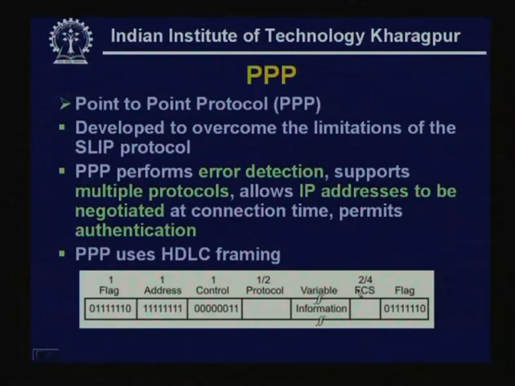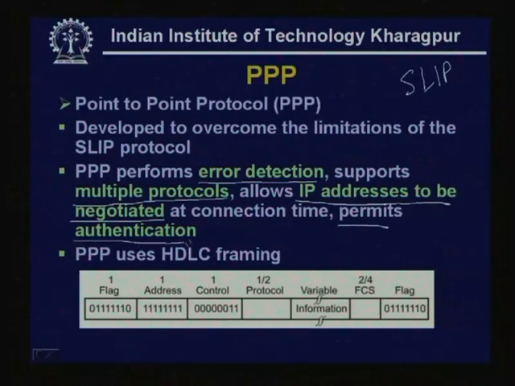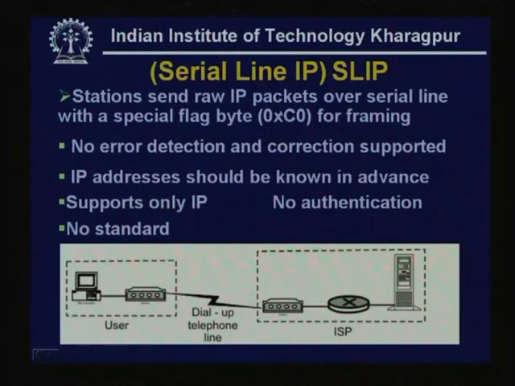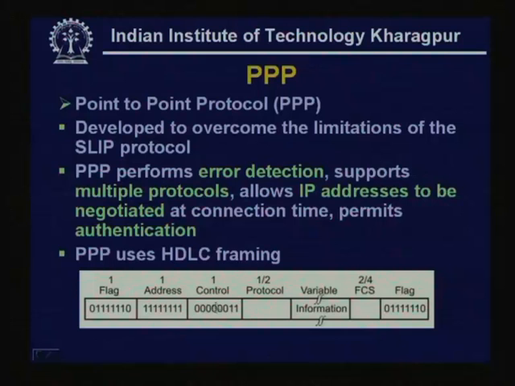To overcome the limitations of SLIP, a protocol has been introduced which is known as PPP, Point to Point Protocol. It performs error detection, it supports multiple protocols, it allows IP addresses to be negotiated. So, it means the IP addresses need not be known beforehand, and it permits authentication. So, it makes it more reliable compared to SLIP. This PPP protocol uses HDLC framing, and as we have seen in the previous case, it does bit stuffing whenever 0xC0 appears in the IP packet. Similarly, here also bit stuffing can be done whenever the flag bit appears in the data field.